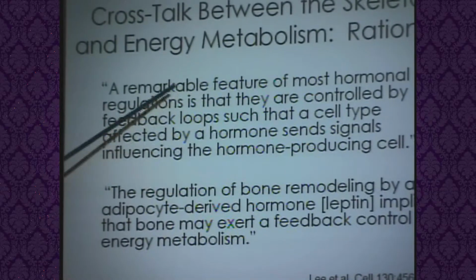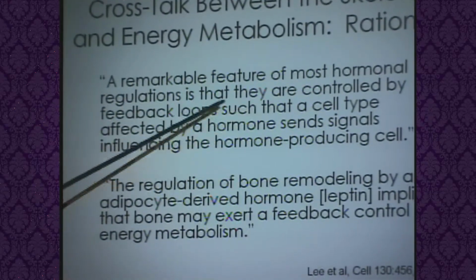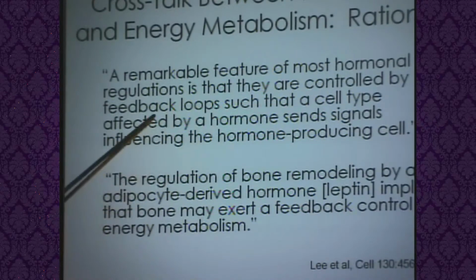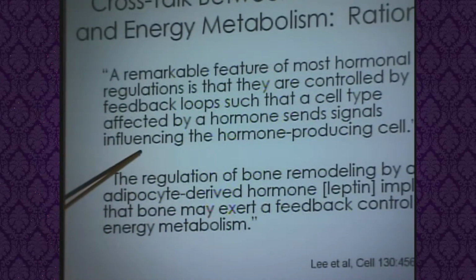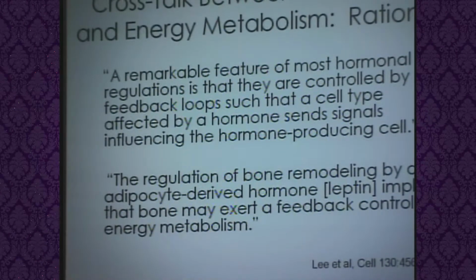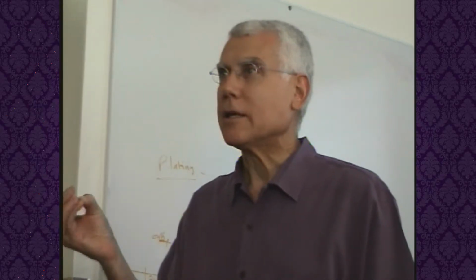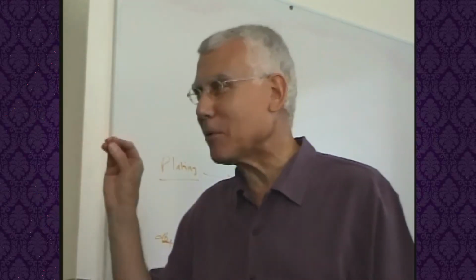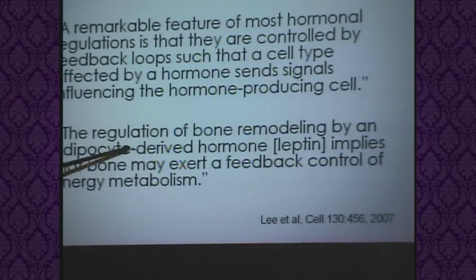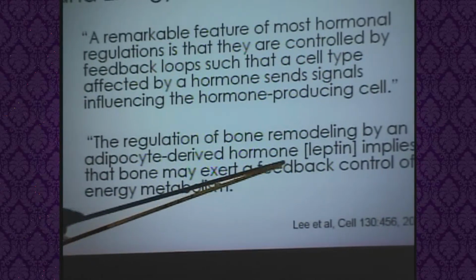A remarkable feature of most hormonal regulations is that they are controlled by feedback loops, such that a cell type affected by a hormone sends signals influencing the hormone-producing cell. So here he said, well, we've already discovered that leptin, this major metabolic regulator, is sending signals indirectly to bone. Well, there should be some kind of feedback: bone sending a signal to the energy regulatory system. So he says the regulation of bone remodeling by an adipocyte-derived hormone, leptin, implies that bone may exert a feedback control of energy metabolism. I mean, it's simple, right? It's just obvious.